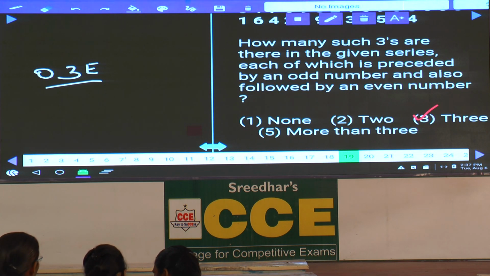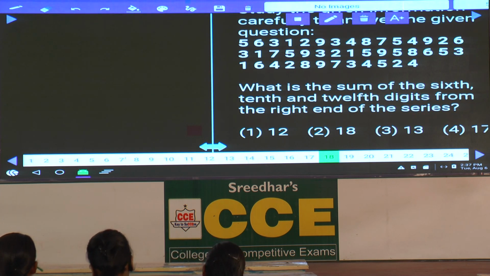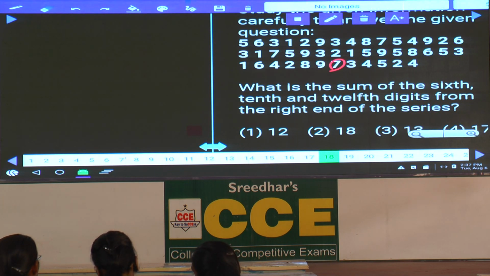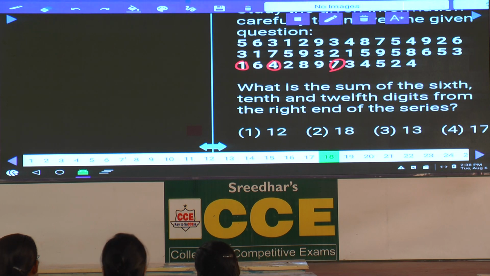Now the 18th one, question number 18. In this question, what is the sum of the 6th, 10th and 12th from the right? 6: 1, 2, 3, 4, 5, 6, the 6th. Next one is the 10th: 7, 8, 9, 10, isn't it? And next one, the 12th one. What is the sum here? 7 plus 4 is 11, plus 1 is 12. 12, that is choice one. Okay? Then next one.